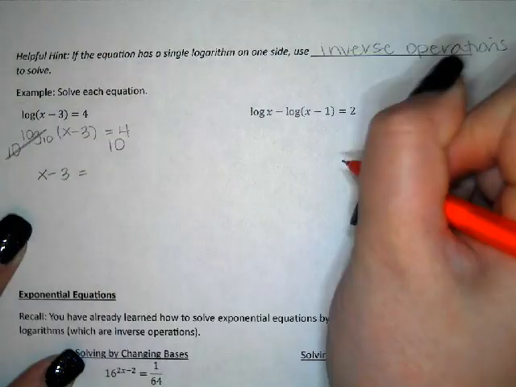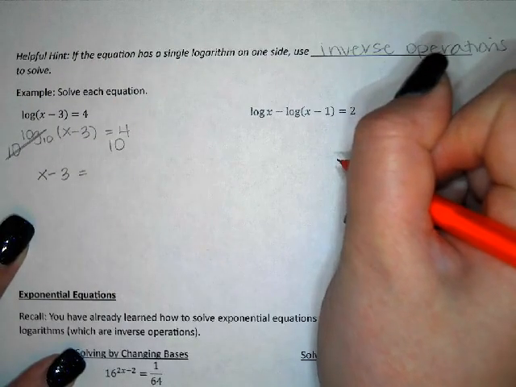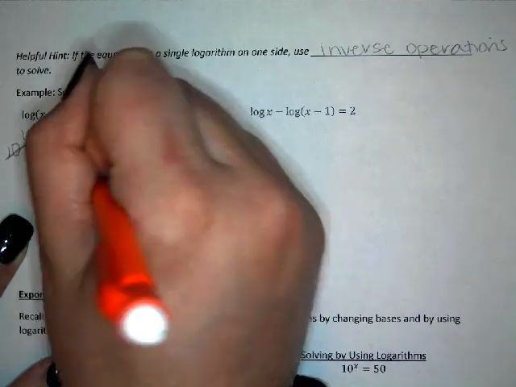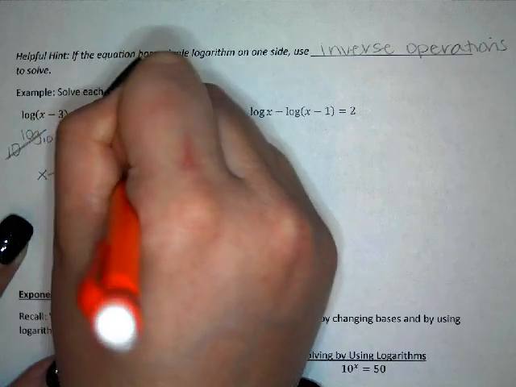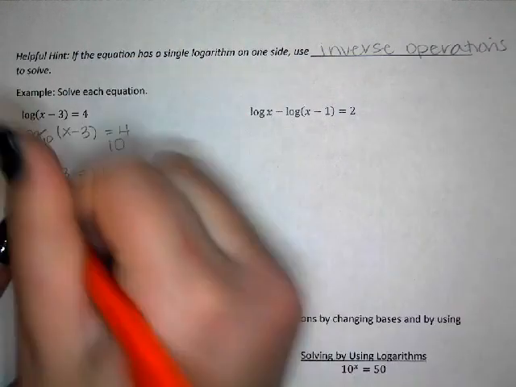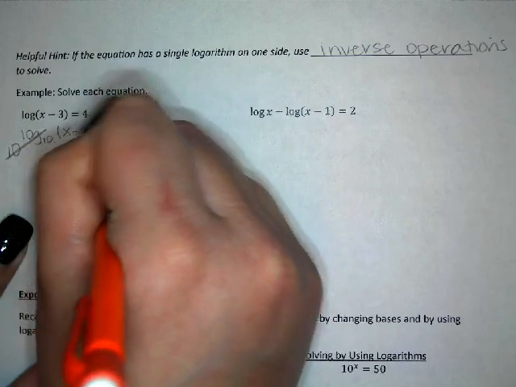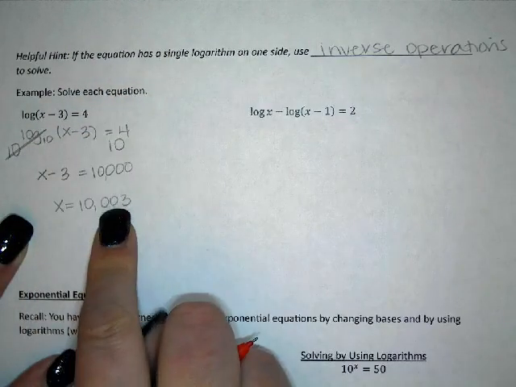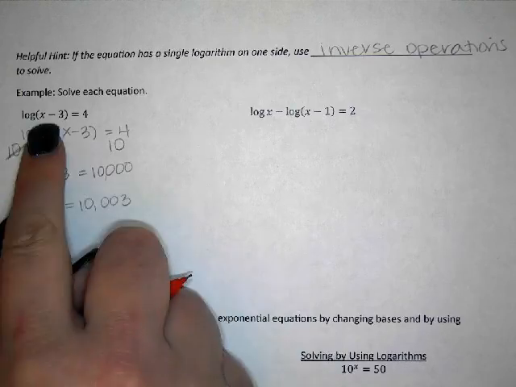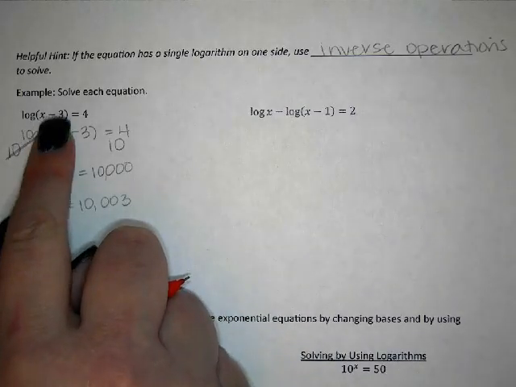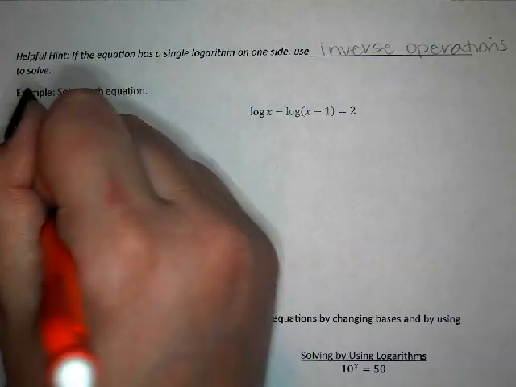10 to the 4th is a 1 with 4 zeros after it, so that's 10,000. And then I can go ahead and add the 3 to the other side. X is 10,003. And if I plug this back into the equation, 10,003 minus 3, definitely not 0, definitely not negative. So that's a fine answer right there.